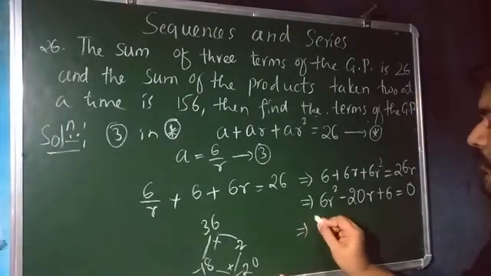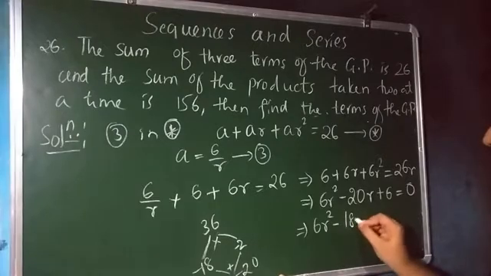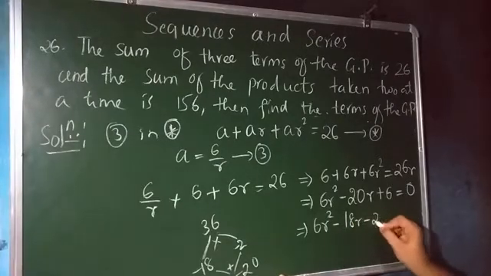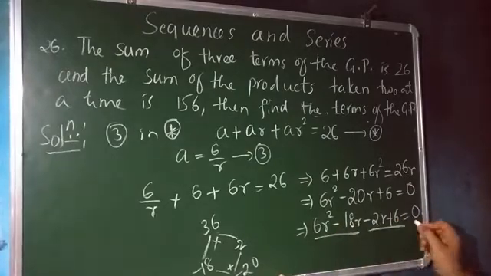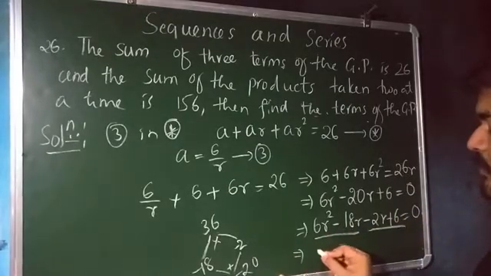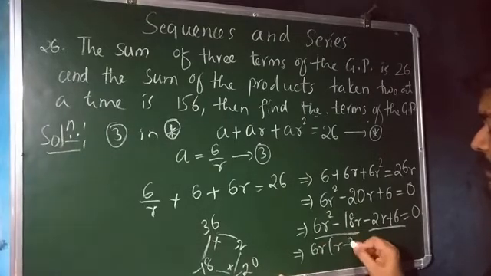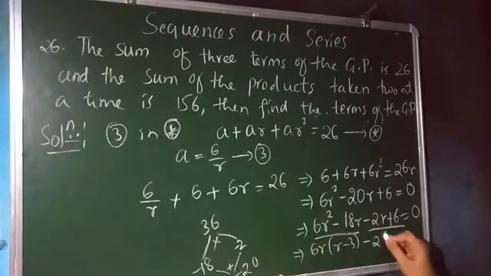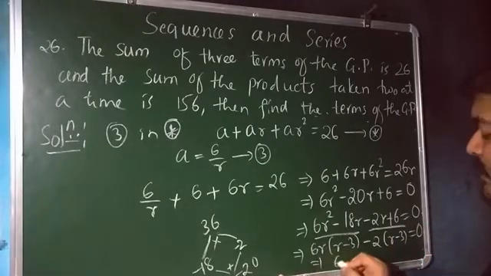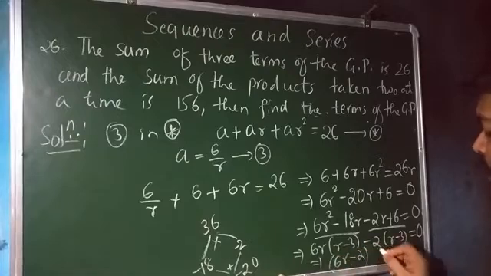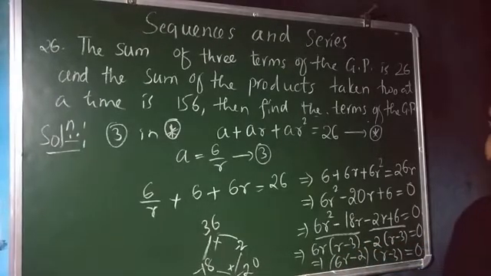So you are just left with 6R square minus 18R, I will consider first, minus 2R plus 6 equal to 0. Pair the first and last two terms. You are just left with 6R is common throughout, you are left with R minus 3. Here minus 2 is common, you are just left with R minus 3 once again. That implies 6R minus 2 or R minus 3 is exactly equal to 0.